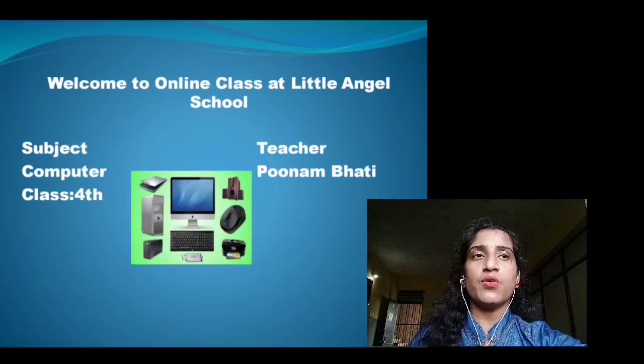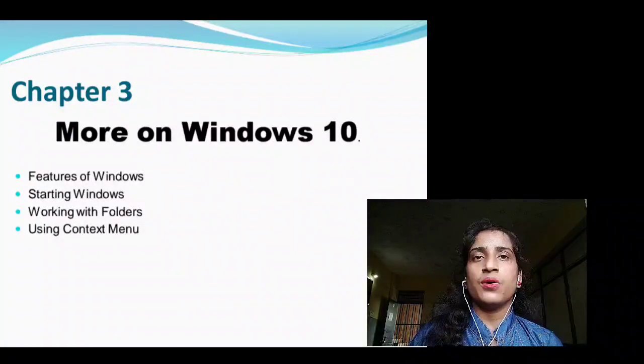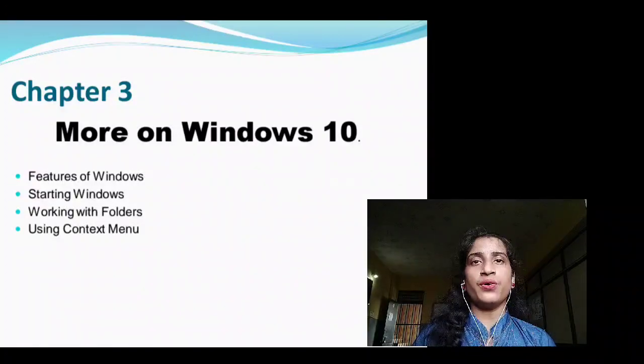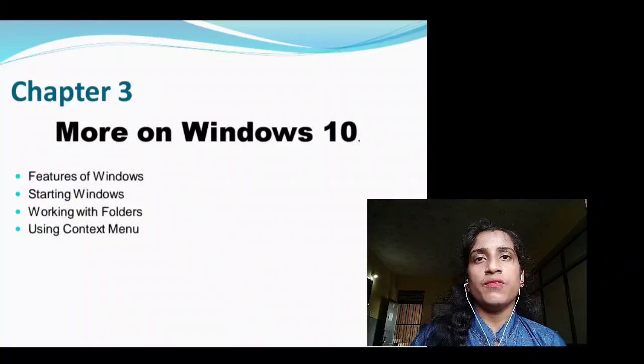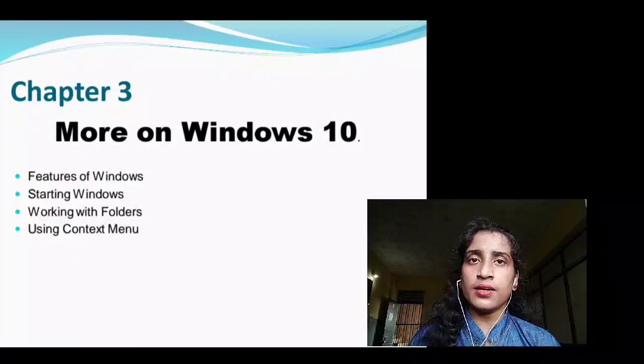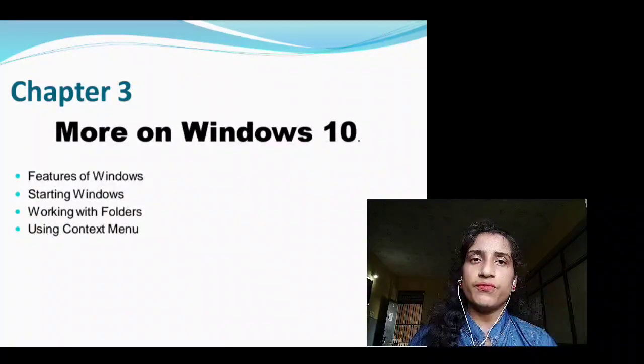Today we are going to cover chapter 3 of your computer textbook, that is More on Windows 10. In this chapter we have to finish four topics: features of Windows, starting Windows, working with folders and using the context menu. Clear students? Now let's start the first topic, the features of Windows.